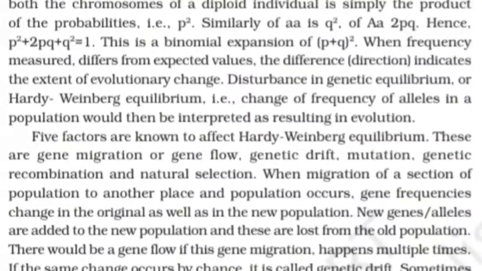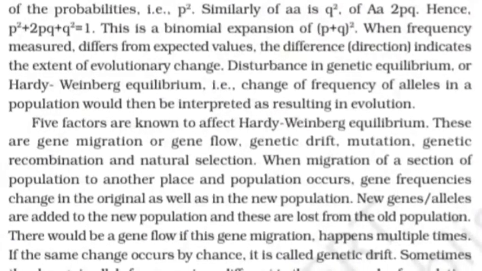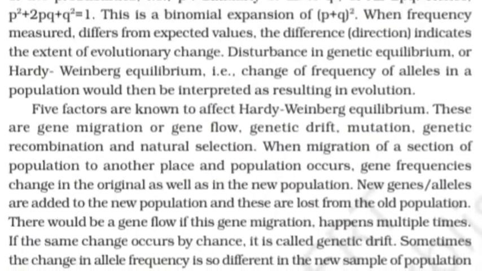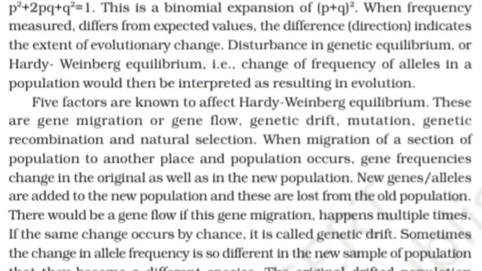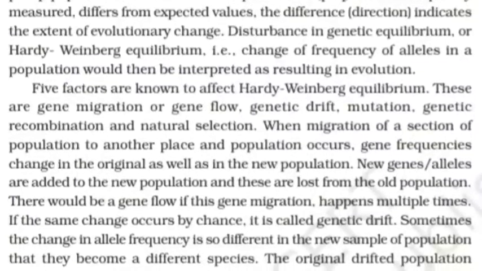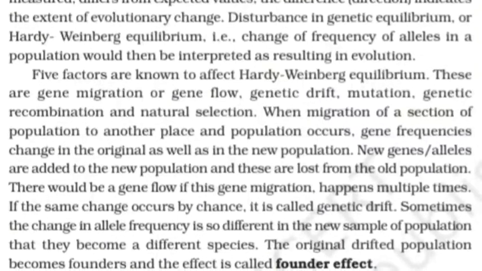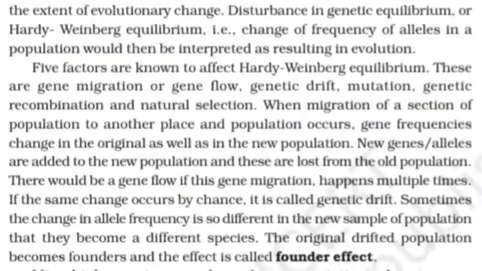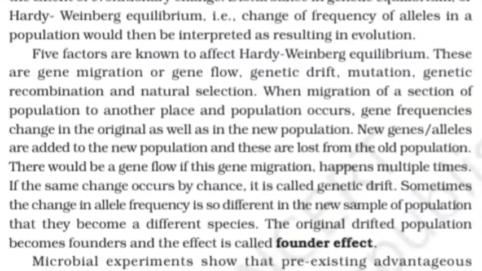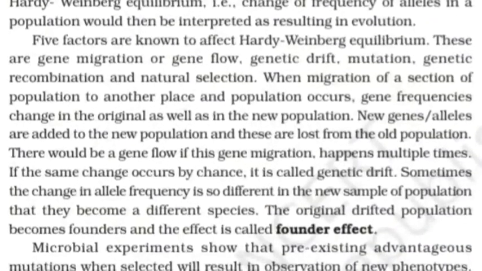Similarly, aa is q squared, and Aa is 2pq, hence p squared plus 2pq plus q squared equals 1. This is a binomial expansion of (p plus q) whole squared. Where frequencies measured differ from expected values, the difference indicates the extent of evolutionary change. Disturbance in genetic equilibrium, or Hardy-Weinberg equilibrium, that is, change of frequency of alleles in a population, would then be interpreted as resulting in evolution.